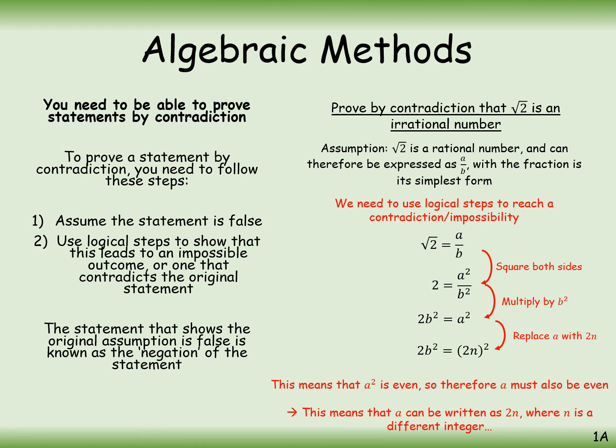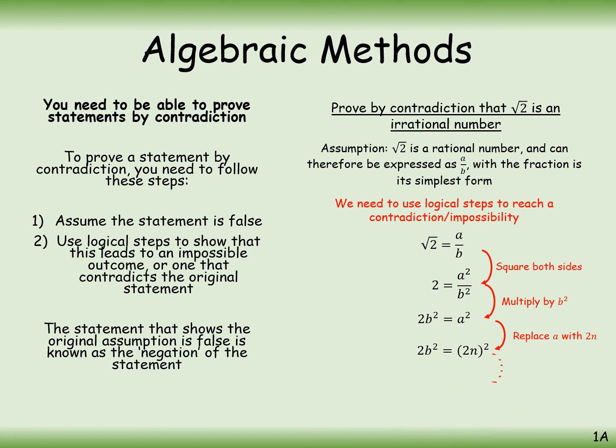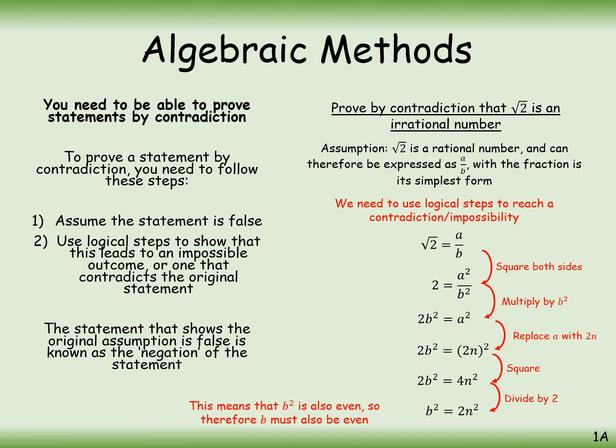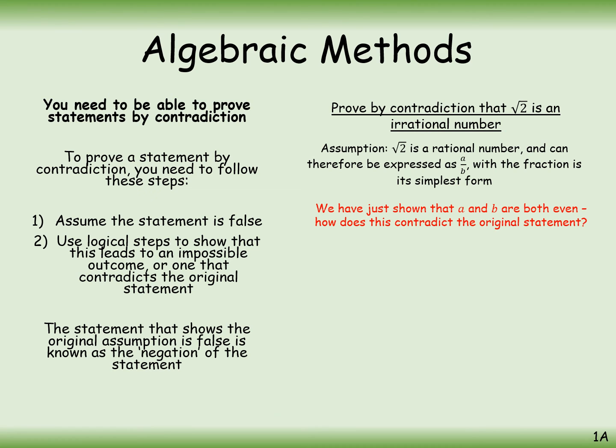So if we replace a with 2n, we could say 2b squared is equal to (2n) squared. So if we square, 2b squared is equal to 4n squared. So divided by 2, b squared is equal to 2n squared. This means that b squared is also even, so therefore b must be even. We've just shown that a and b are both even.